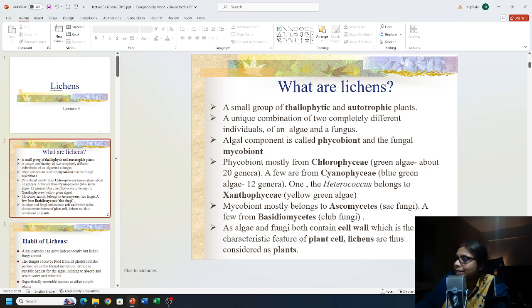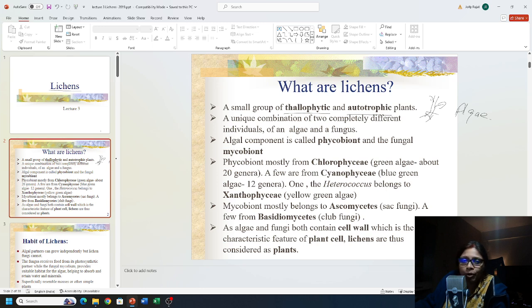Lichens are a small group of thallophytic and autotrophic plants. Now you must be wondering what is thallophytic. Thallophytic means the plant's body is like a thallus. It's just a thallus. There is no stem, no root, no leaf. Plants belonging to this thallophytic category are algae. All the algae plants, the body is just like a thallus.